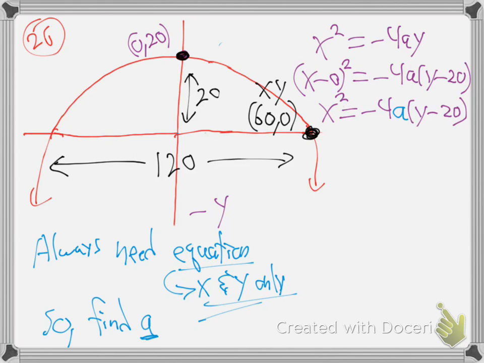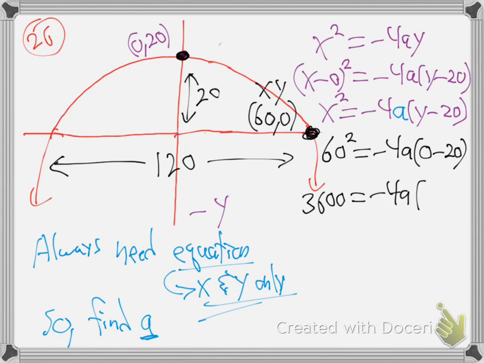That's x and y. That's a point on the parabola, isn't it? So it's got to make the equation true. Plug in 60 for x and 0 for y. Work it out. We're going to solve for a here. What's that? 80a. Negative 4 times negative 20 is positive 80a. How do we solve for a?